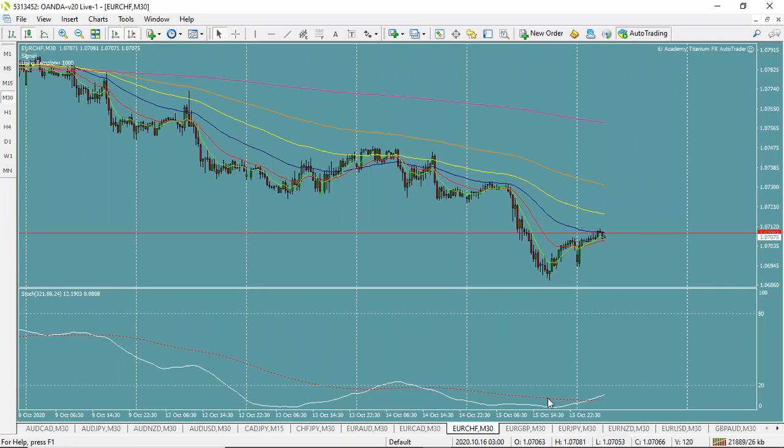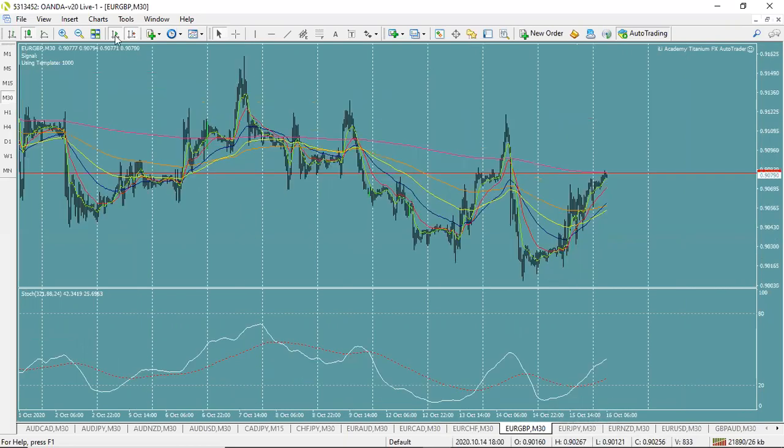And our stochastic down here below is below the 20 mark. So that's telling us that we may actually get a continued move to the downside.